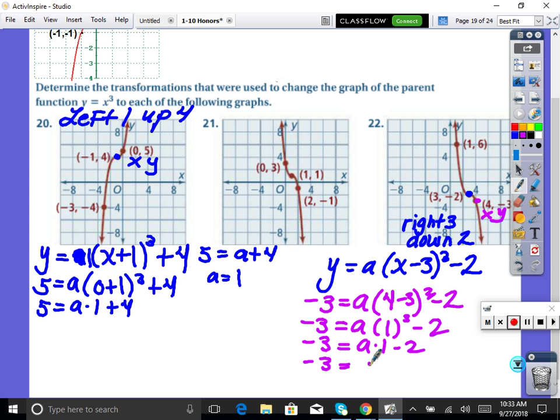Negative 3 is equal to A minus 2. So add 2, we get negative 1 equals A. So we go back to A and say it wasn't just 1, but it happens to be negative 1. Do you guys see what I'm saying? Okay, awesome. So make sure you could do one like that for the test.